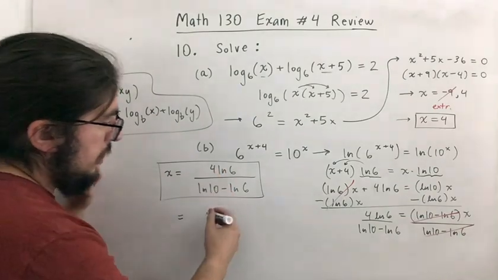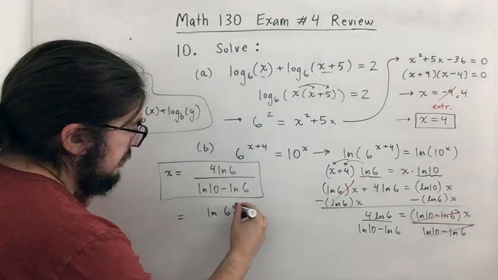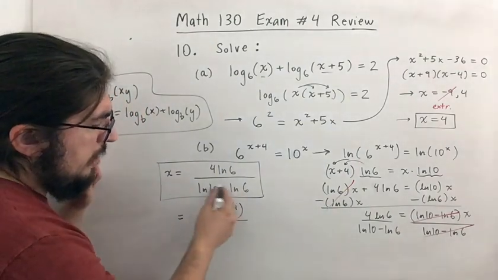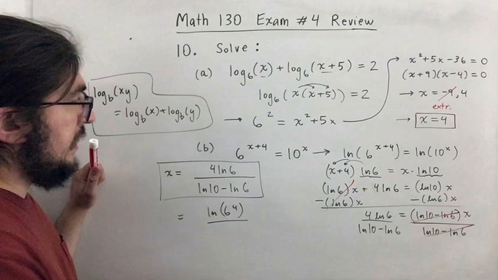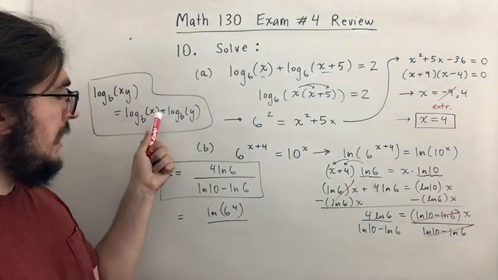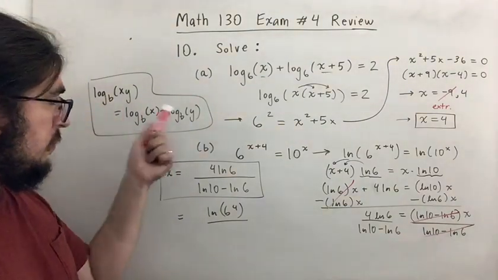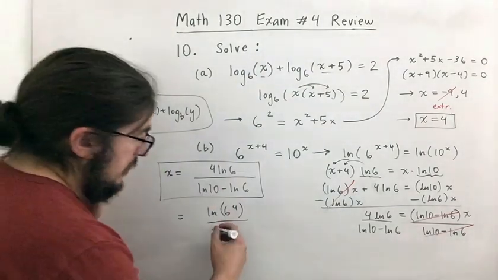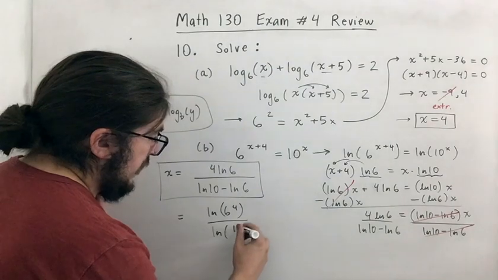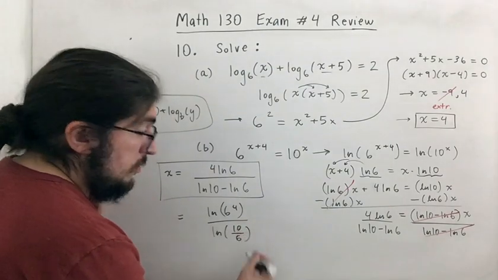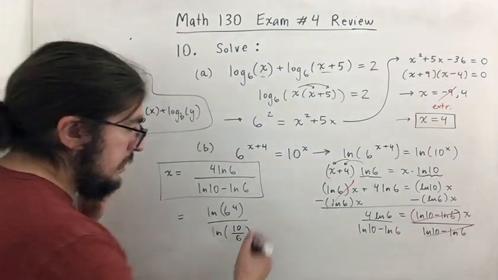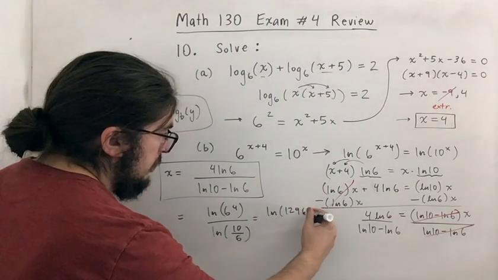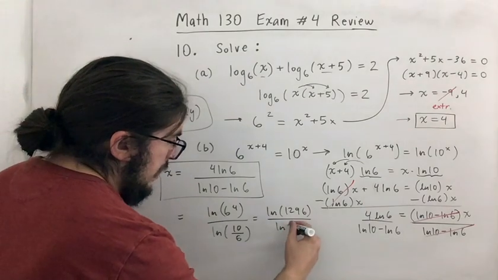So first off, that 4 I can bring in as a power. 6 to the 4th, by the way, is 1296. Here, this is ln of 10 minus ln of 6. So we mentioned that if you have subtraction, that's a log base, whatever the base is, of the quotient of those numbers. So this is actually ln of 10 over 6. And notice 10 over 6 reduces actually to 5 over 3, so that's nice. So this is ln of 1296 over ln of 5/3.